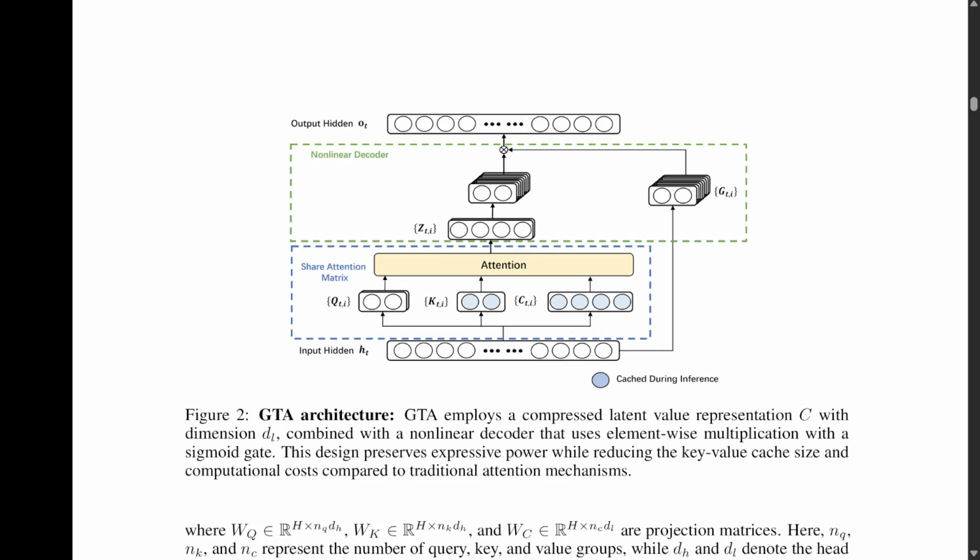How was the performance? It achieved comparable performance to the GQA-1B model, both in the base pre-trained model and after fine-tuning on a dataset called Tulu-3. In fact, after fine-tuning, GTA-1B showed a noticeable improvement in average accuracy across tasks.